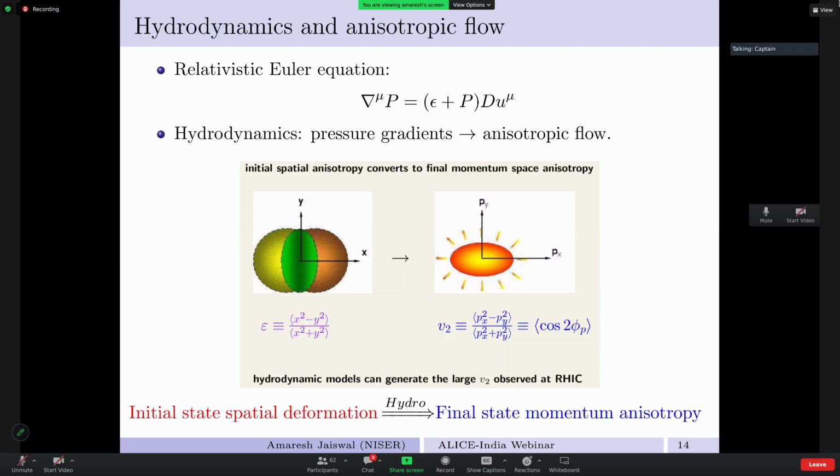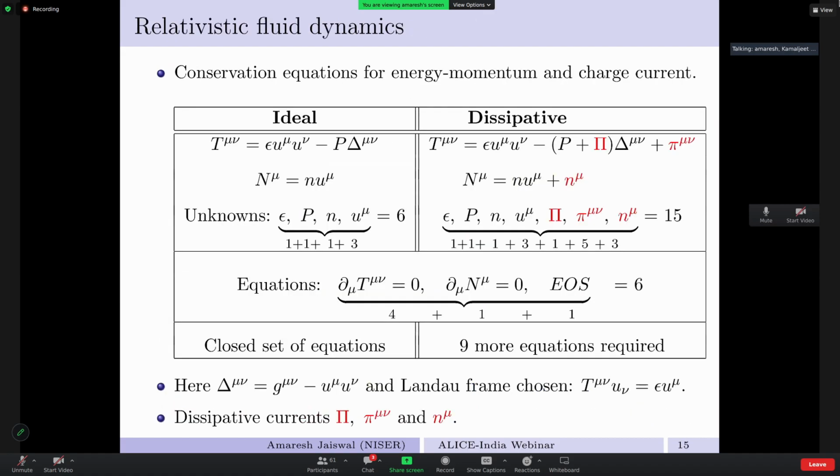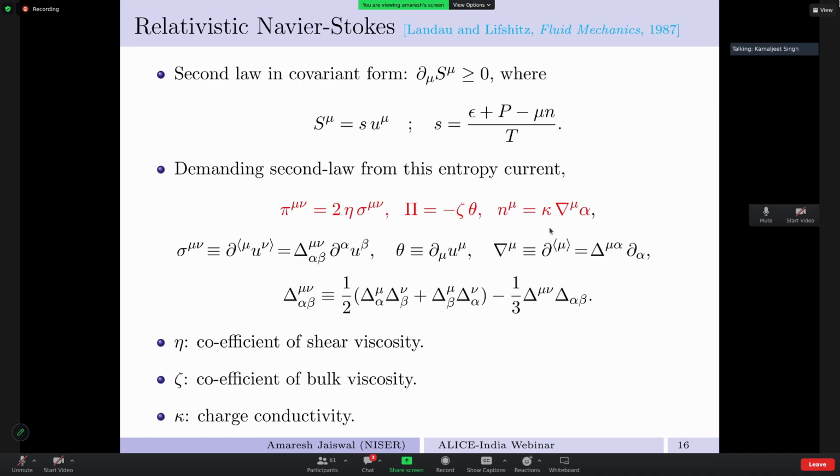Okay, thank you. Hello, sir. Yes, sir, slide number 16. The kappa is thermal conductivity or charge conductivity you mentioned? Here it's charge conductivity, on the 16th slide. There is a hand raised from Rishabh. Yes, please.